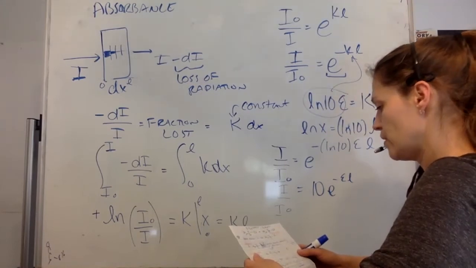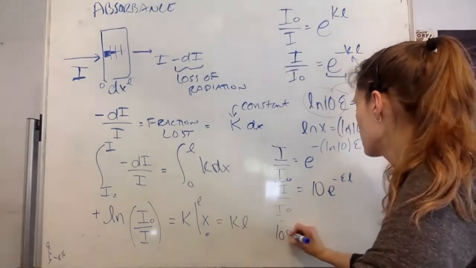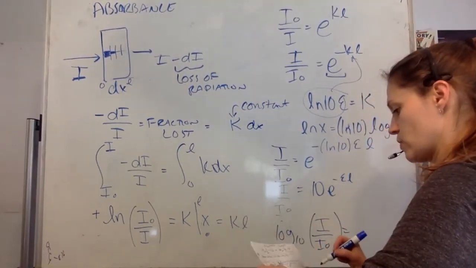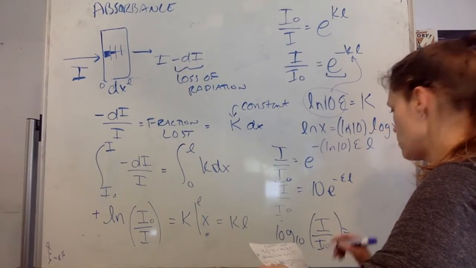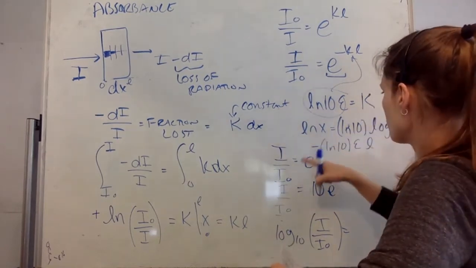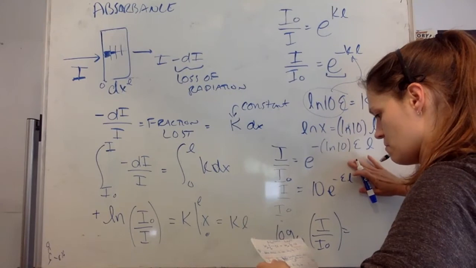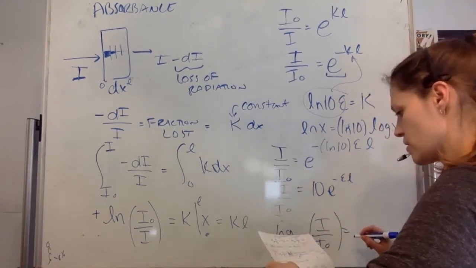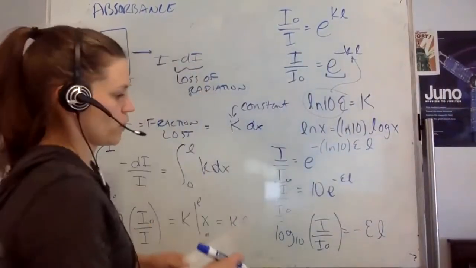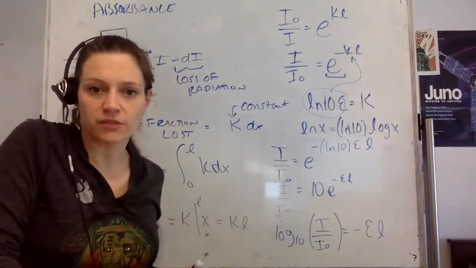And then what I can do is take log base 10 of this. Can you still see me? So log base 10 of I over I zero is equal to epsilon L. Oh wait, sorry. I took the logarithm of both sides. My bad. Oh no, we're good. So then I've got minus epsilon L when I take log base 10 of each side. Okay. Go team. I'm going to pause and erase.